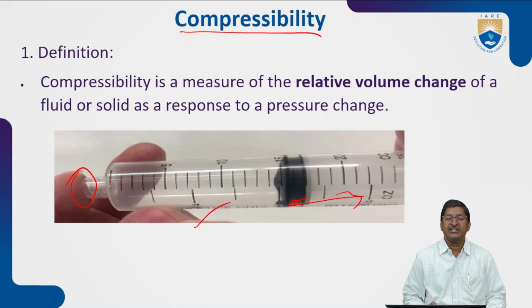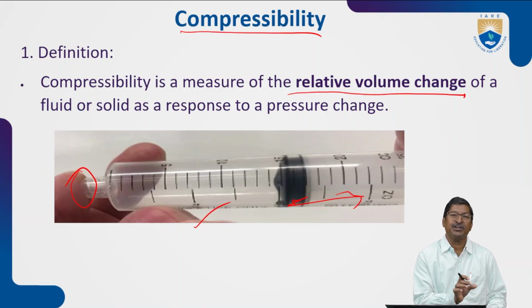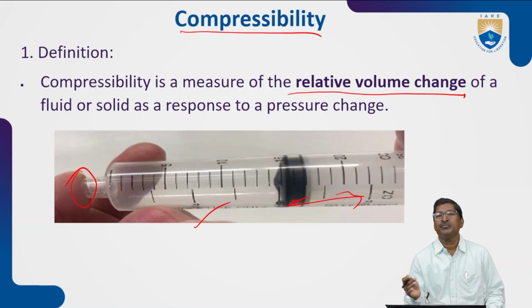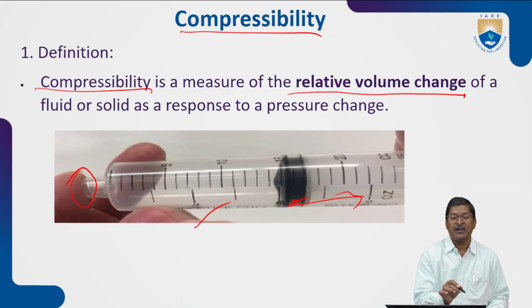Different fluids will have different compressible values. That is nothing but a relative volume change: how much the volume of this fluid changes compared to the other fluid, how much the other fluid gets a change in volume. That is called compressibility.